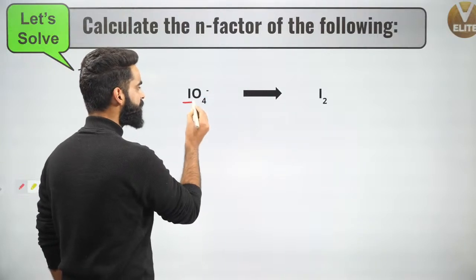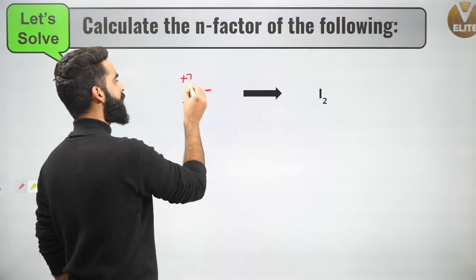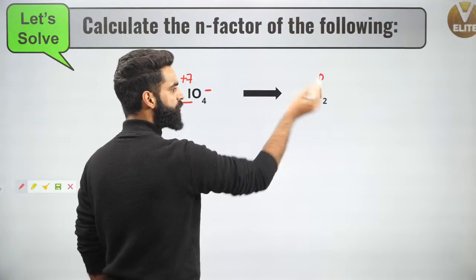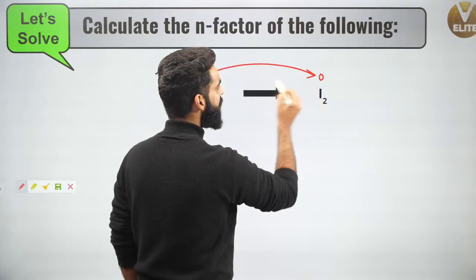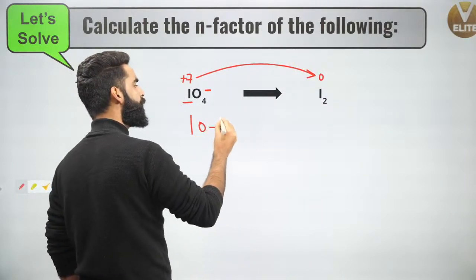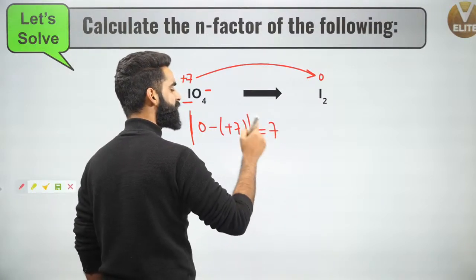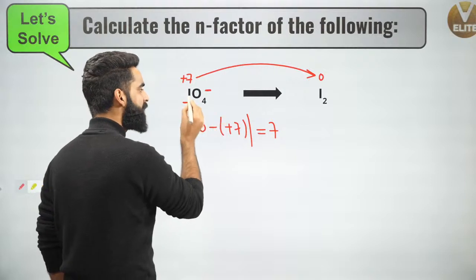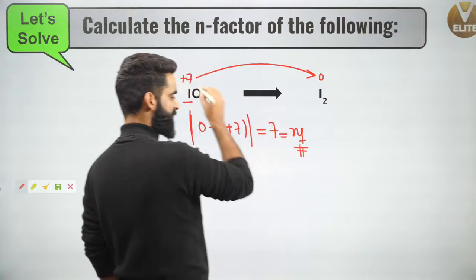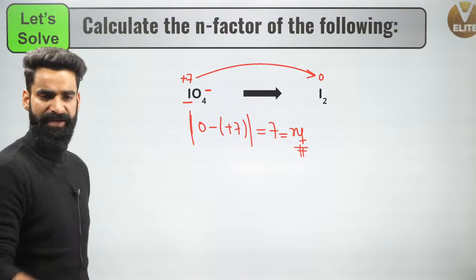What about the oxidation state of this iodine right here? You can calculate. This is IO4 negative. The oxidation state of the iodine right here is +7. The oxidation state of iodine right here is 0 because right now it has got no charge on it. What about the change in the oxidation state of iodine? Isn't it going to be final oxidation state minus initial oxidation state? Final is 0. Initial is +7. Take the mod value, you'll be getting 7. 7 is the change in the oxidation state for one iodine atom, and over here I've got only one. So the n factor of IO4 negative in this reaction is going to be 7. If you got to know its n factor, you can simply divide its molar mass by its n factor and you'll be getting its equivalent mass.